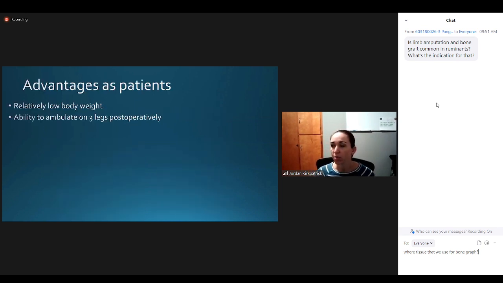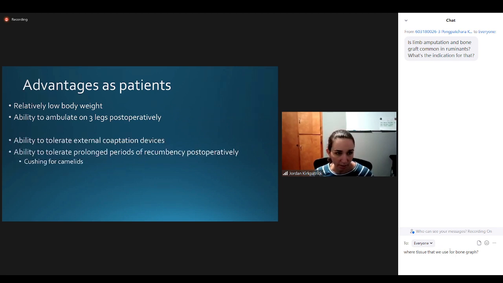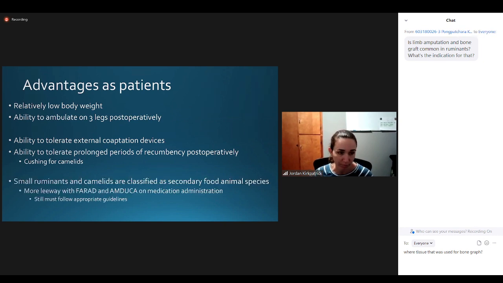So the advantages to small ruminants and camelids is they have a relatively low body weight. So their body weight is more similar to people. So our implants are designed for their size, and they are really, really good at walking on 3 legs. So they do really well post-operatively, having a cast on, internal fixation, things like that. They also tolerate external coaptation devices really well, and they rest a lot, especially camelids. They like to cush and lay around. So again, they rest their bodies a lot better than horses do and give themselves time to heal.